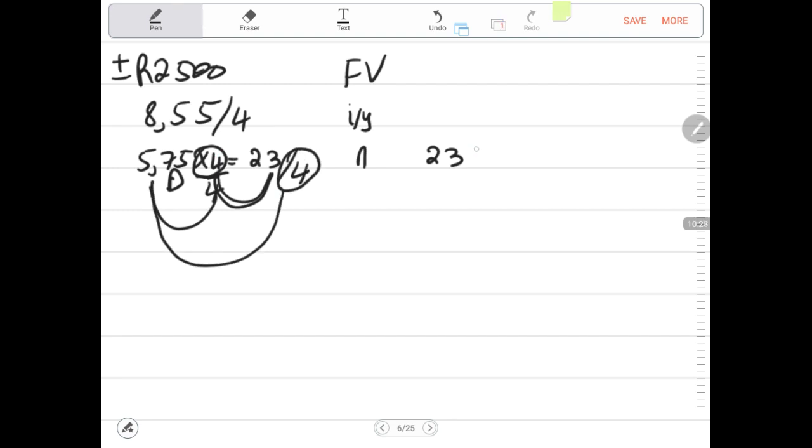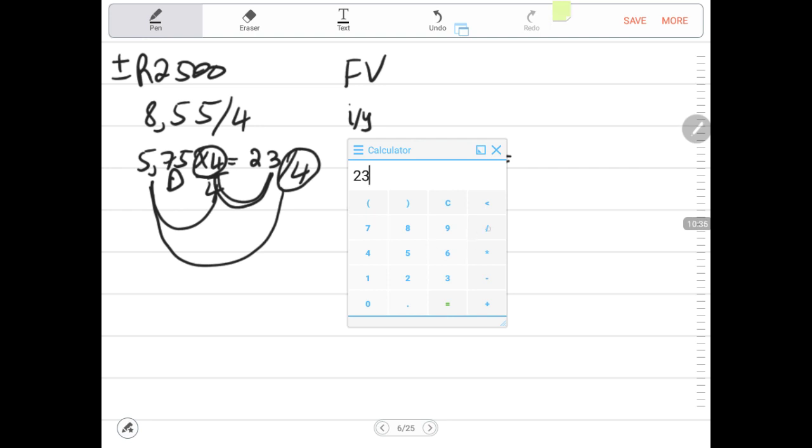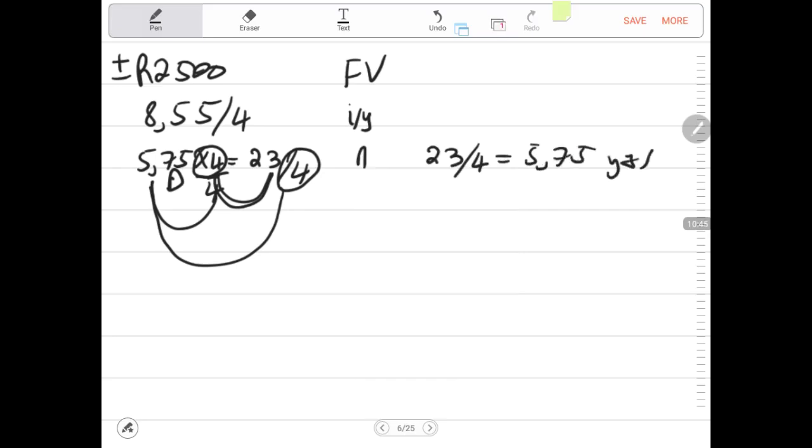So now that means we need to divide by the number of compounds in a year, which is 4 compounds in a year. Therefore now we'll say 23 divided by 4. 23 divided by 4 will give us 5.75 years.